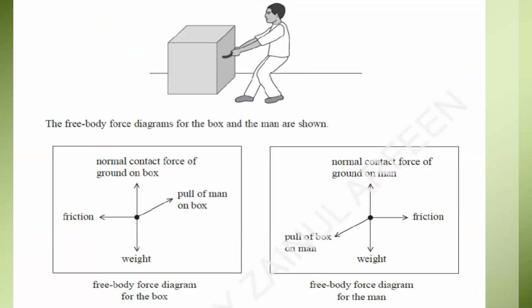Now, an example: a boy is pulling a heavy box, and we want to show the free body force diagram. If you want to draw the free body force diagram for the box, what are the forces acting on the box? The weight of the box is acting downward. The normal contact force is acting upward. You can write N or you can write R. The man pulls the box, so there is the force of the pull of the man on the box, and because it is in contact with the surface, the friction is there. So these are the forces in the free body force diagram on the box.